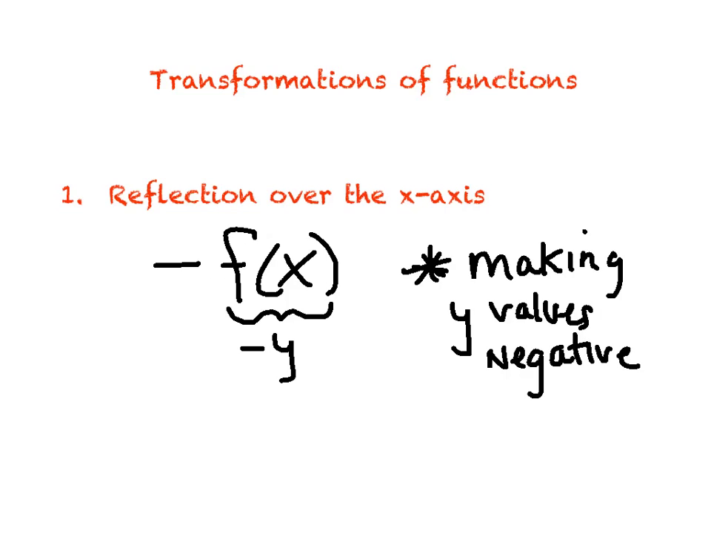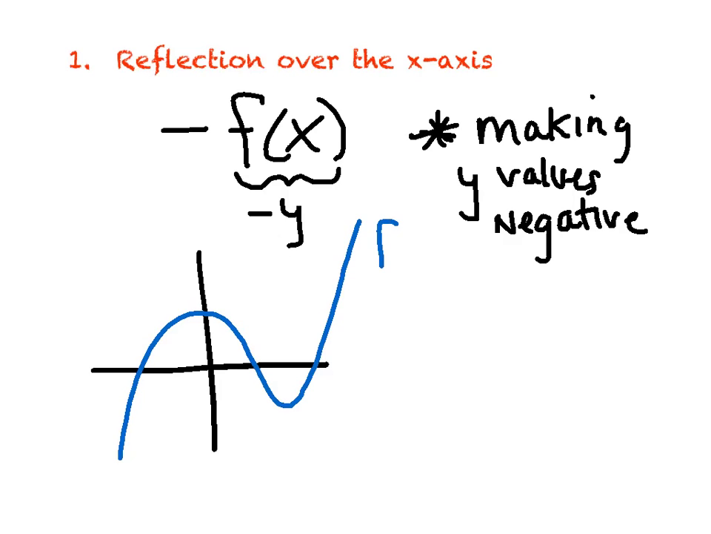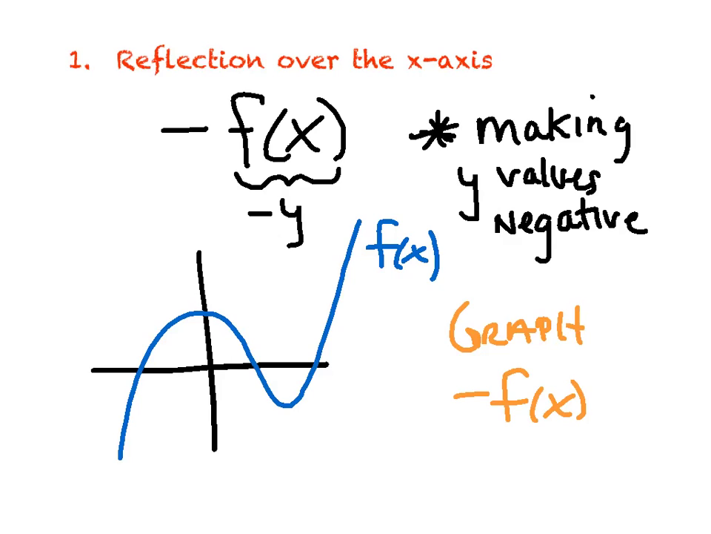And let's go ahead and make a sketch to go along with that. So we'll take any random function, we'll just call this f of x. And we're going to say, okay, let's graph negative f of x. So what we want you to understand is you say to yourself, okay, I am making the y values negative. That means I reflect over the x-axis. So basically, you're just taking what's below the x-axis and now making it above, and what's above now making it below.